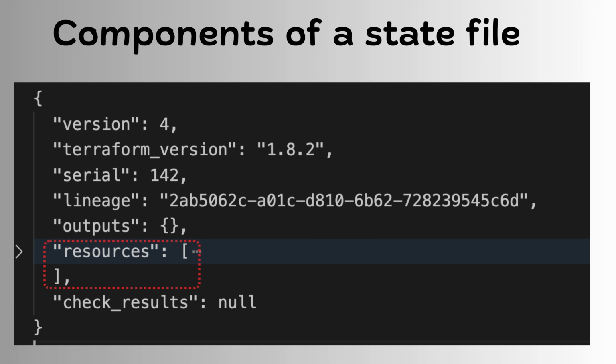Then you have resources. All the resources that are created by your configuration files would be listed here. Lastly, you have check results. This would be the status of the conditions that Terraform checked, like a precondition, postcondition, or any sort of variable validation. All those checks would be listed here.